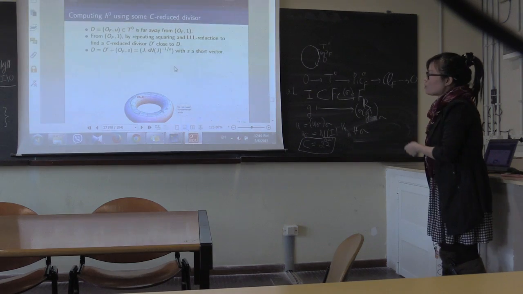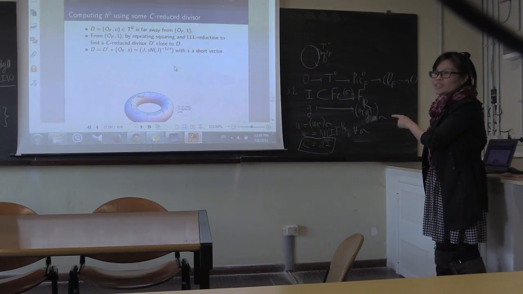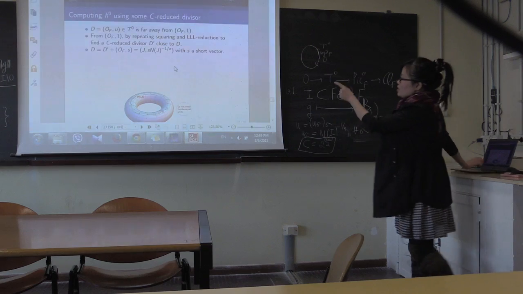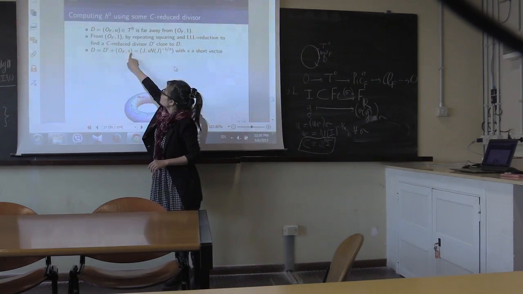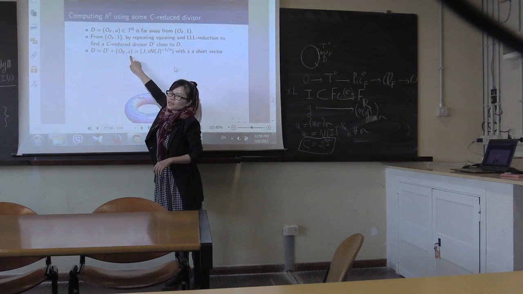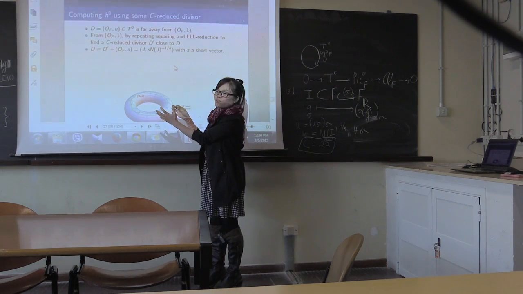And I will show you why we can use the prime to compute D. That's it, because this prime here is close to D. So they're different in some divisor F, S here. S is short because they are close. So F is short.